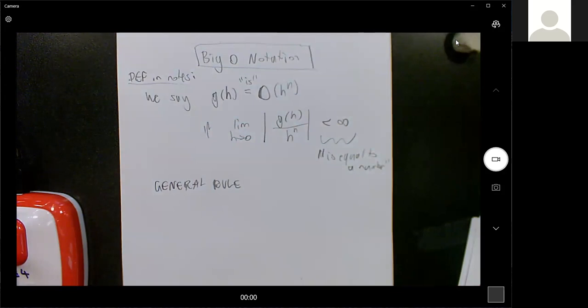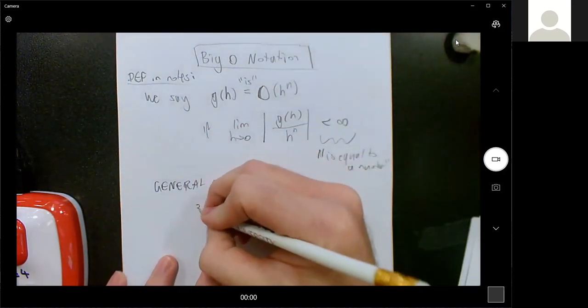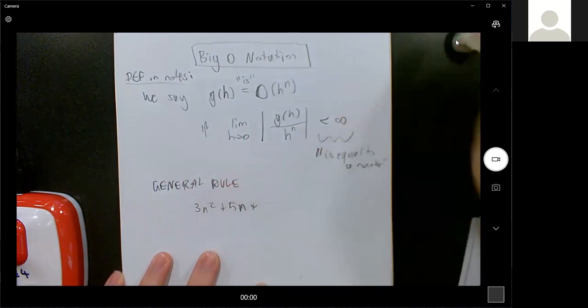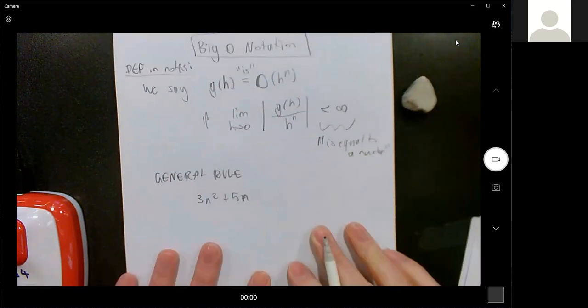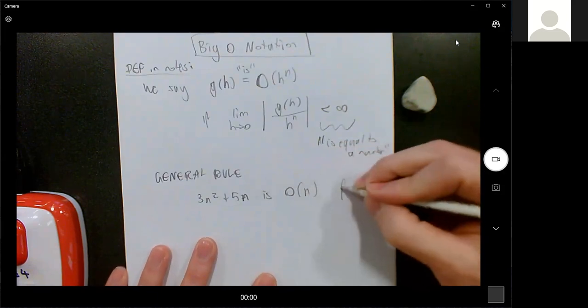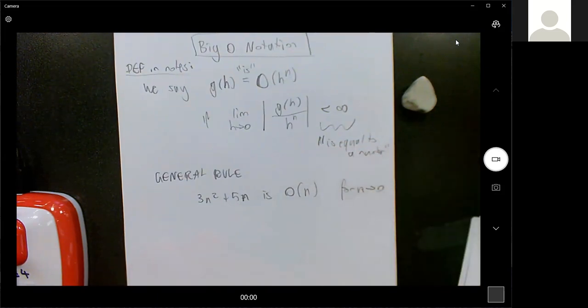So the general rule is, just as an example, 3n squared plus 5n plus something like that is big O of n for n going to 0. It's really important to talk about the small n's. If n is a small number, like a thousandth, then n squared would be a millionth. So it's not going to make much of a difference to the size of this number, because it's in millionths compared to thousandths. That's the idea behind it.